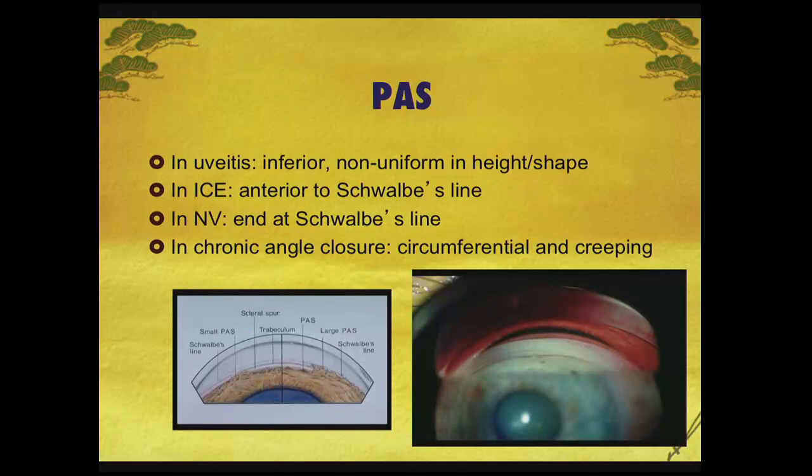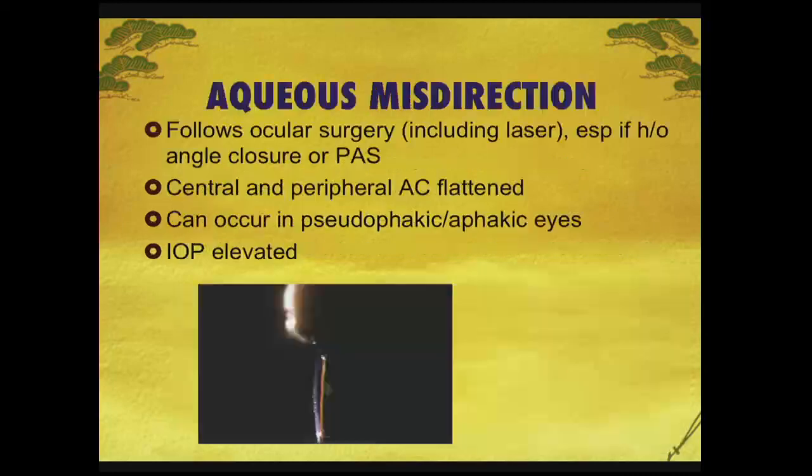So just a word about PAS. We mentioned them in passing, but in a gonioscopy picture, the pattern of the PAS can help you determine what the disease is. In uveitis, PAS tend to form in the inferior angle. They'll be non-uniform in height and shape. In ICE syndrome, like I mentioned, they can go anterior to Schwalbe's line. In neovascular glaucoma, they'll end at Schwalbe's line. And in chronic angle closure, they tend to be circumferential and creeping.